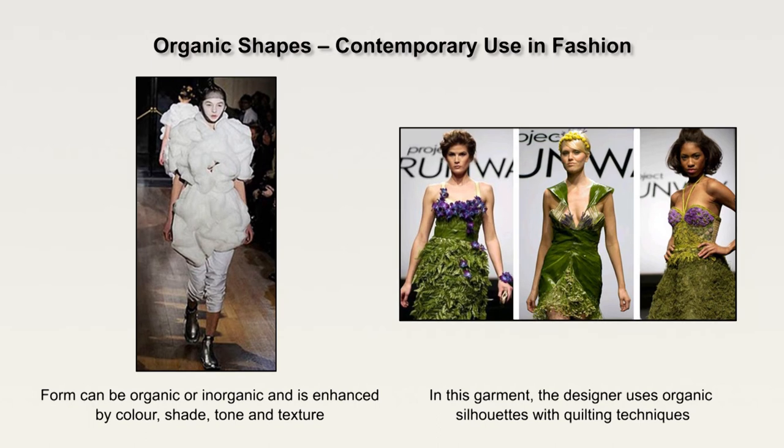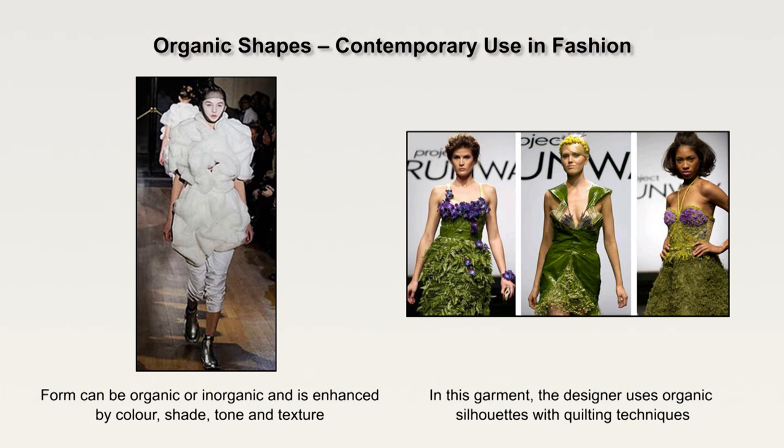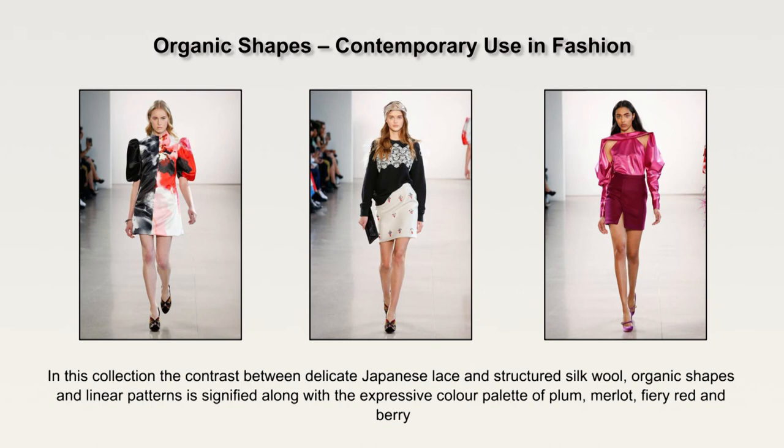On the right are pictures of silhouettes with quilting techniques, giving a very organic look. Bibhu Mohapatra's Fall 2018 collection is signified in the contrast between delicate Japanese lace and structured silk wool, organic shapes and linear patterns, and with expressive colors of plum, merlot, fiery red, and berry.